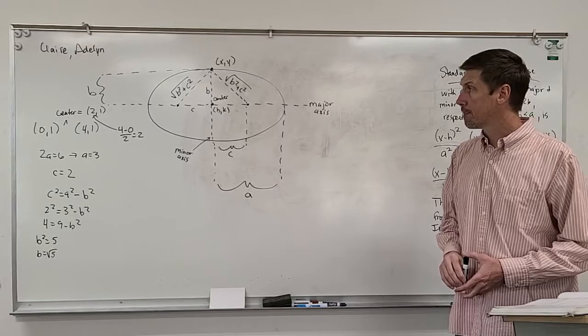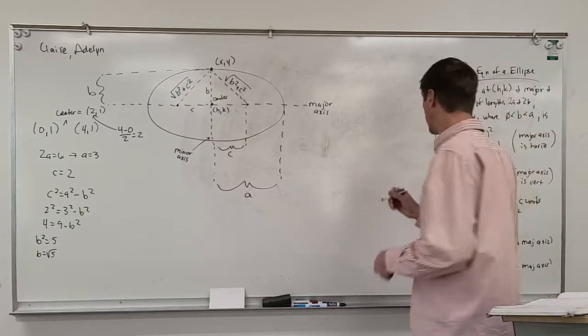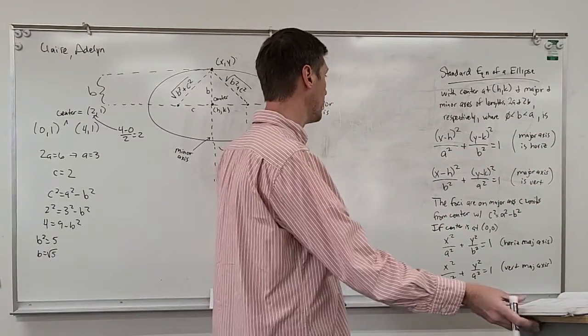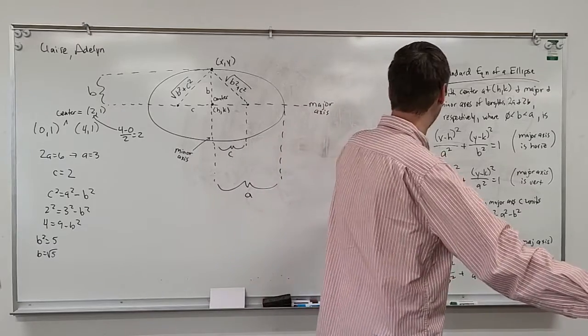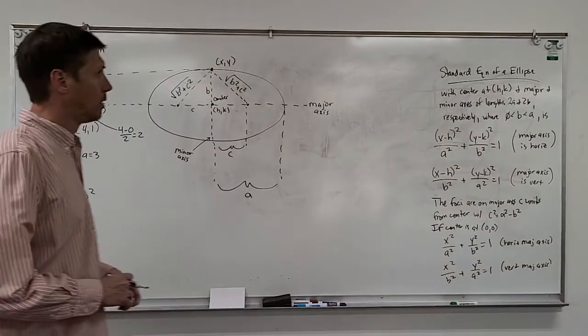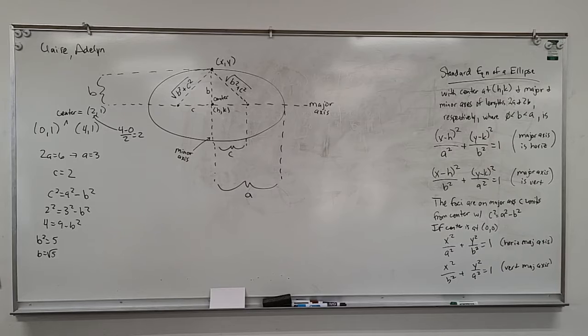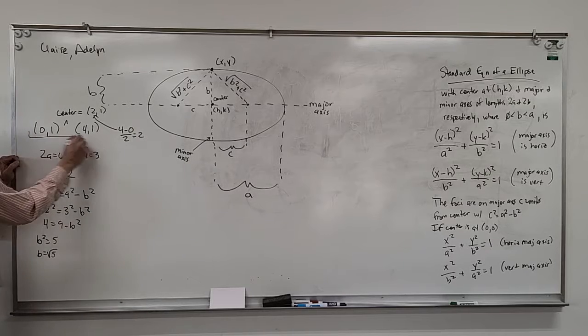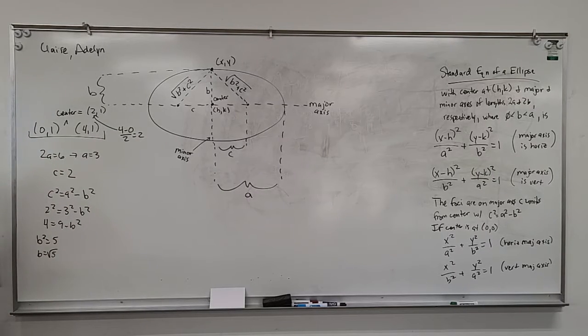All right, so now we should be able to write our equation, right? Which equation are we using? The top one or the bottom one? The top one, because the major axis is horizontal. How do we know that? Because of the 2 points, because the y value is the same for both of those, exactly.